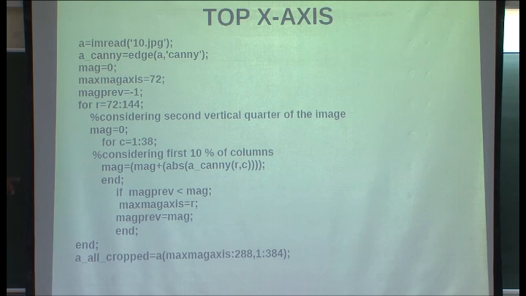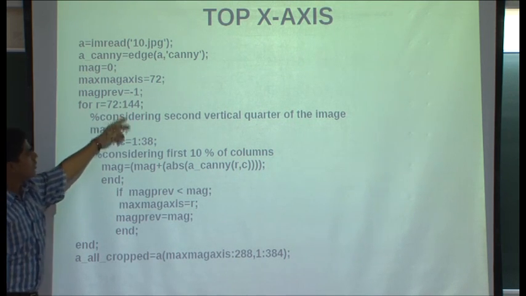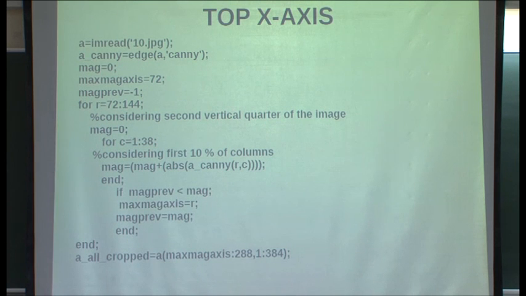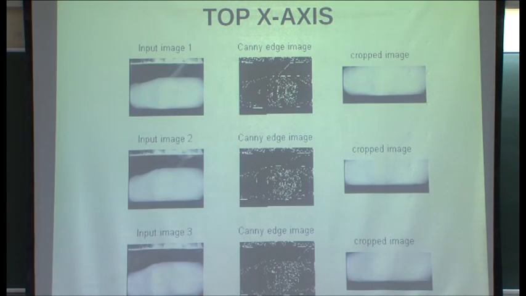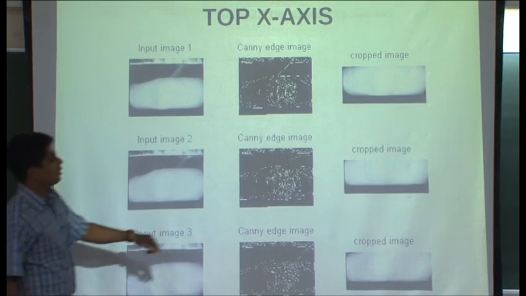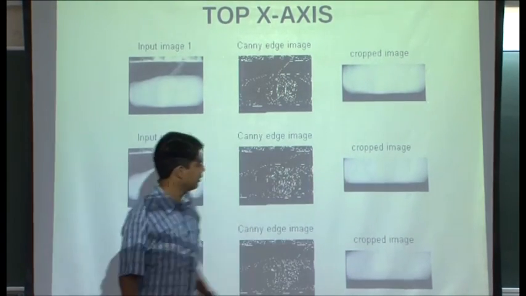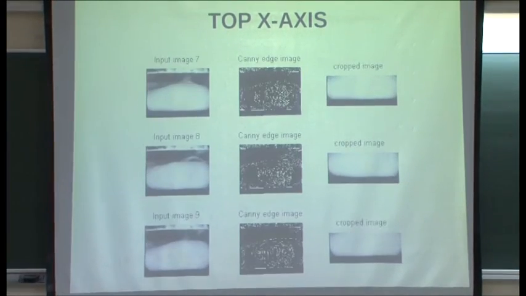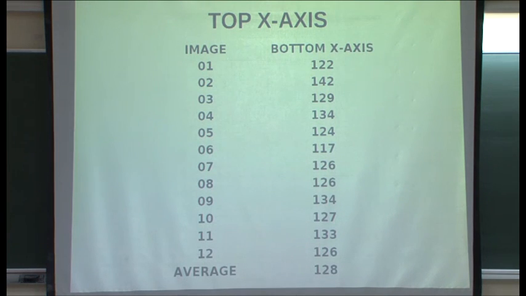It is in the second quarter of the image. So I run it from the second quarter, 72 to 144, and I sum this thing. Now again, this is the top, this is the top crop. For the 12 images which I have, the average of the 12 I get is 128 as well.